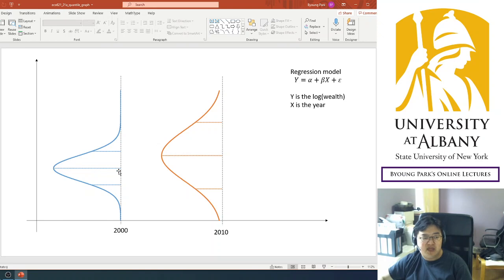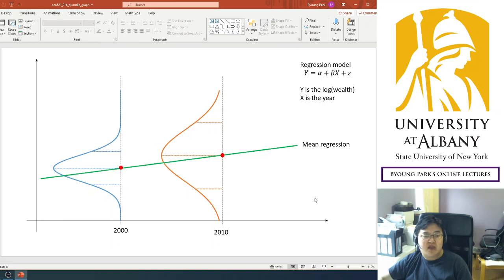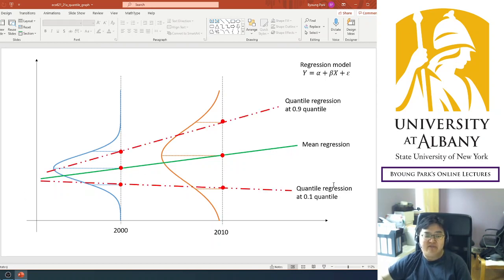here, 10 percentile, median, and 90 percentile. So if you use the mean regression, you will get this. This is the mean regression. But if you use the 0.1 quantile, you are going to get this slope. The quantile regression estimate will be totally different. Quantile regression at 0.9 is also different. They are not parallel. They may be parallel, but in this case, their slope can be different at different quantiles. So this shows why we need to study quantile regression.